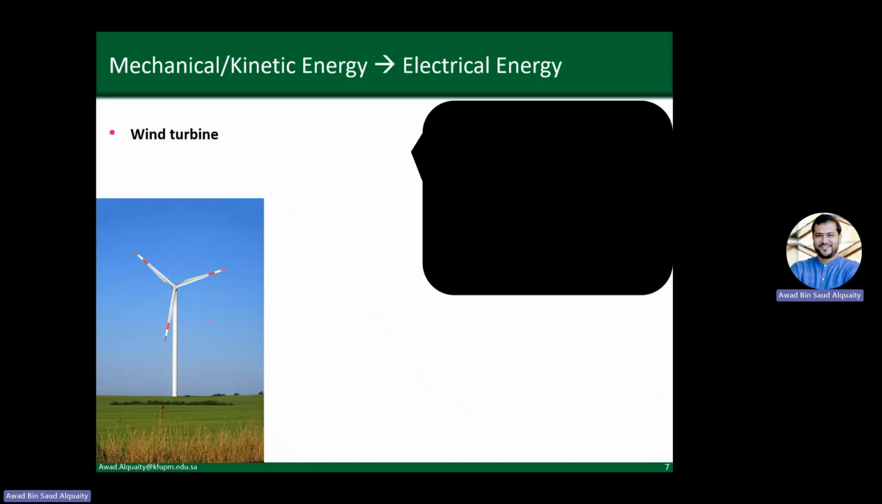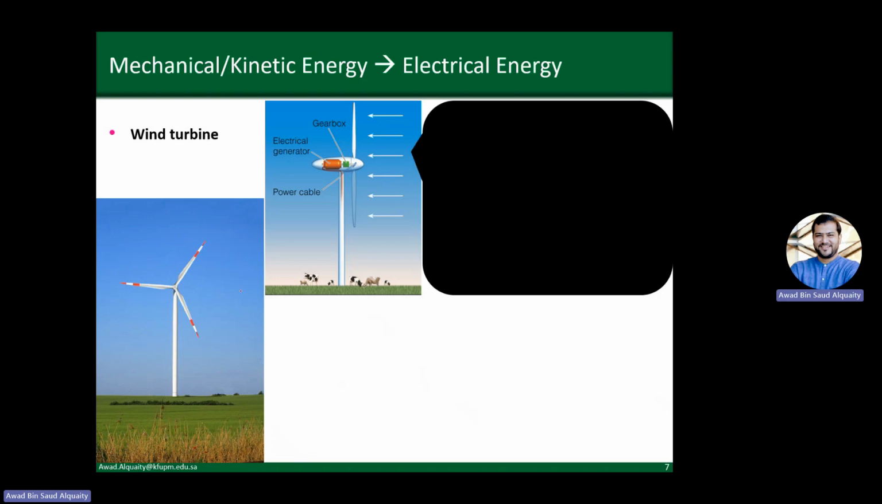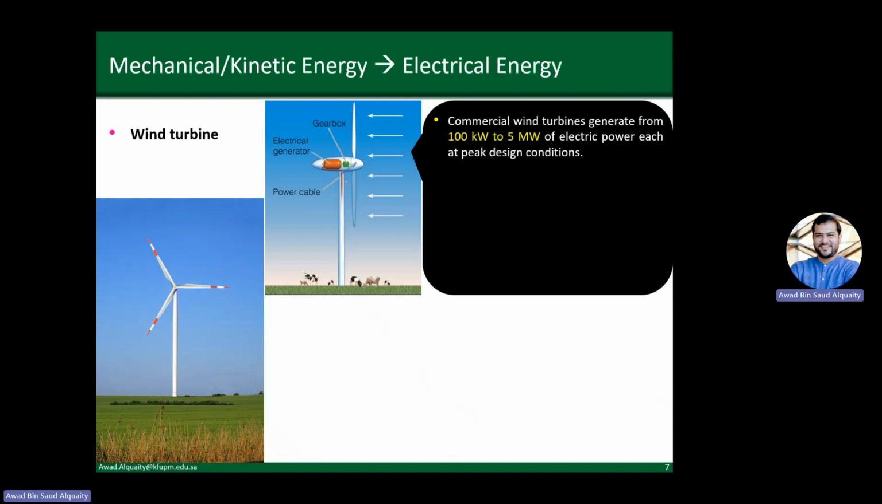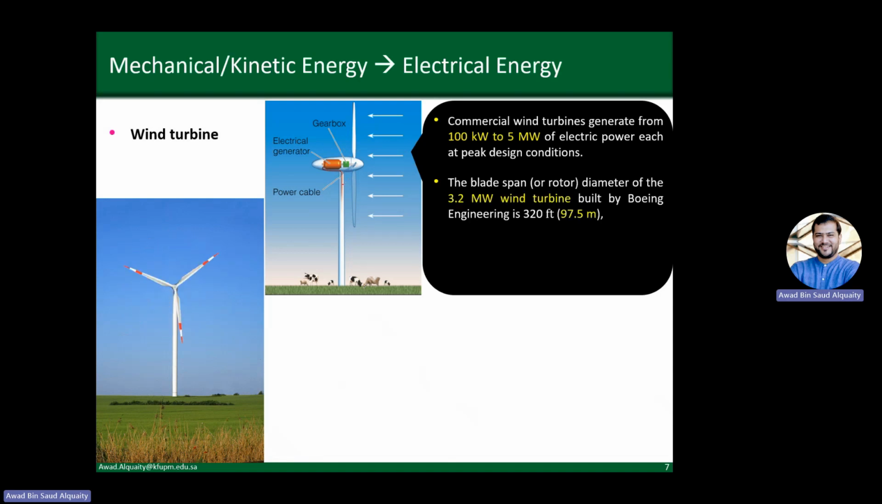Now, this is how a typical wind turbine looks, right? And it is composed of various components, which we will look at in a lot of detail. Put simply, it has an electrical generator at the top, of course, to convert the rotational motion of the wind turbine blade to electricity, and a gearbox as well. And we'll look at why all of those are needed. Now, in terms of the commercial wind turbines that we have as of now, they can generate anywhere from 100 kilowatt to 5 megawatt of electric power at peak design conditions, right? And we'll understand more of this as we go beyond.